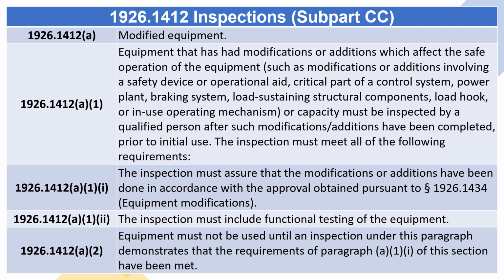The inspection must assure that the modifications or additions have been done in accordance with the approval obtained pursuant to Section 1926.1434, Equipment Modifications. The inspection must include functional testing of the equipment. 1926.1412(a)(2) Equipment must not be used until an inspection under this paragraph demonstrates that the requirements of paragraph (a)(1)(i) of this section have been met.